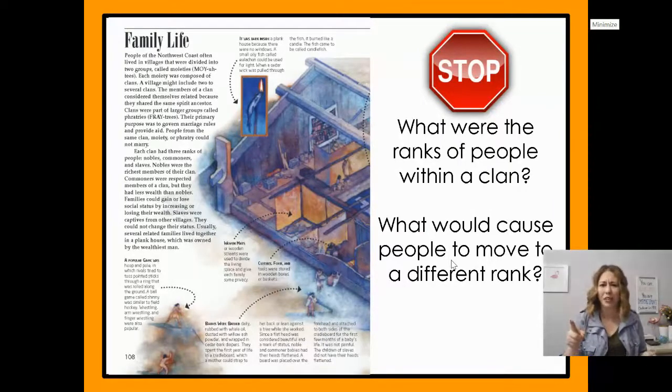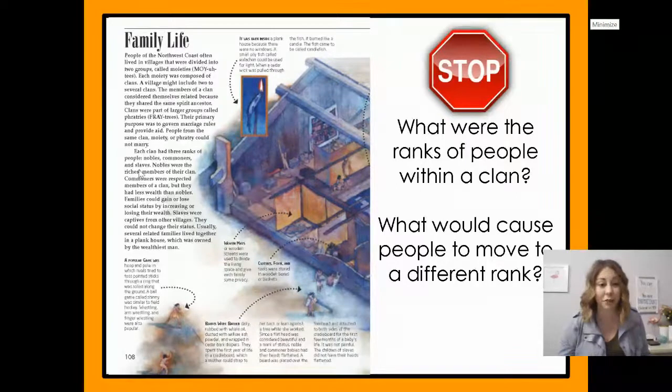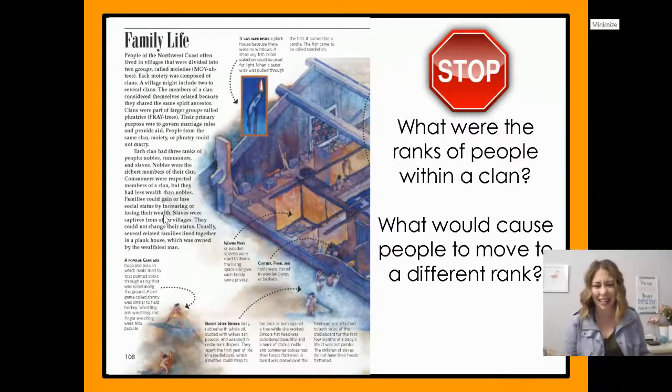So I heard, what were the ranks of the people within a clan? It was right here in the beginning of the second paragraph. Each clan had 3 ranks of people: nobles, commoners, and slaves. So that was a right there question. You just got to look in the text. And then what would cause people to move to a different rank? It says families could gain or lose social status by increasing or losing their wealth. So that would mean how they could change their rank by increasing their wealth, so kind of like the amount of money they have, but of course they weren't using dollars and cents like us, or losing wealth.